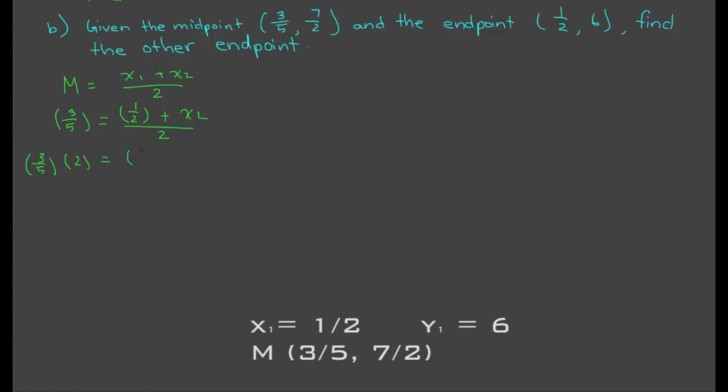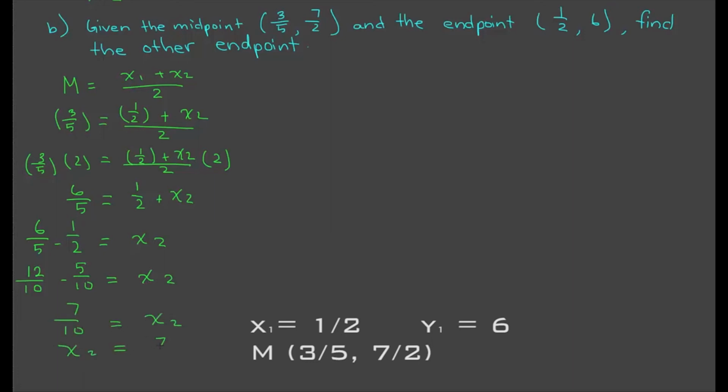Now we must clear the fraction by multiplying both sides by the denominator. 3/5 multiplied by 2 equals (1/2 plus x2) divided by 2 times 2. 6/5 equals 1/2 plus x2. 6/5 subtract 1/2 equals x2. 12/10 subtract 5/10 equals x2. x2 equals 7/10. Therefore, our x-coordinate is 7/10. Now we will find the y-coordinate.